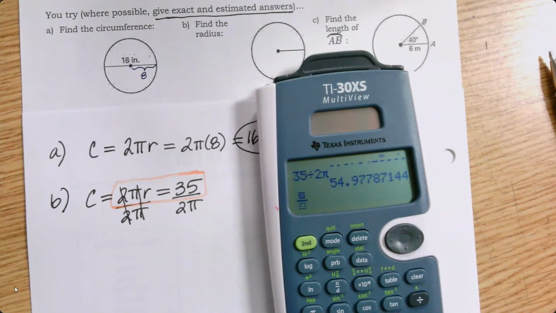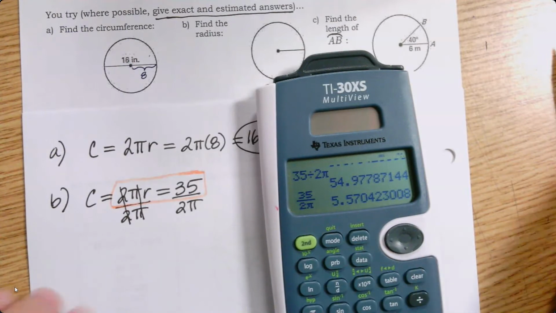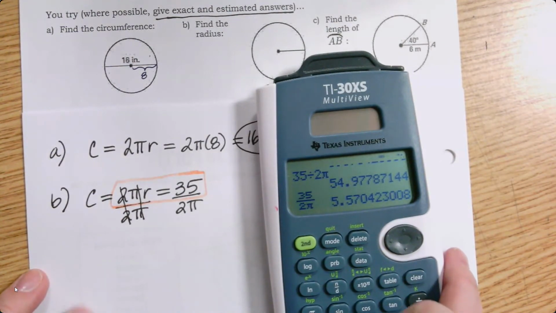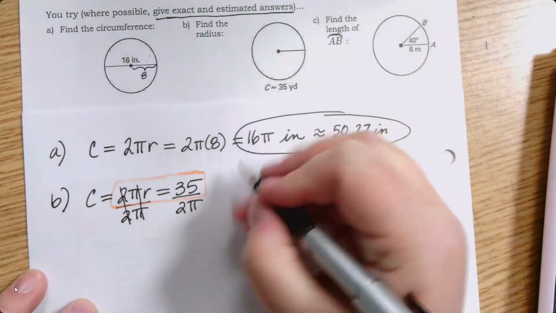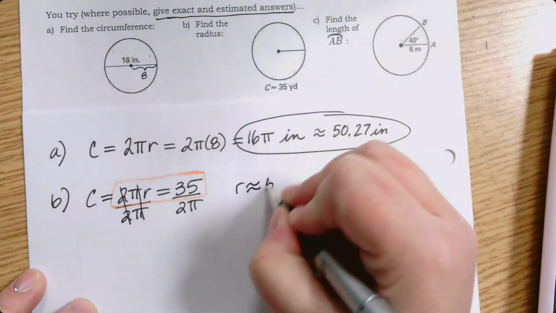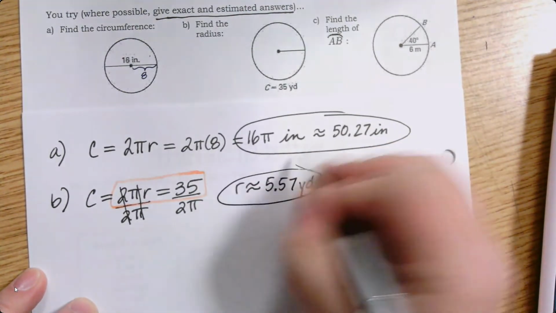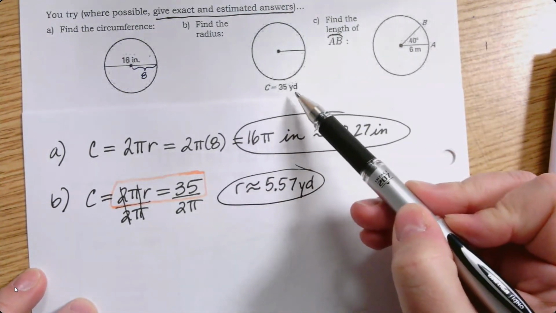You can also do that by doing the fraction button. Because if it sees that, your calculator says, oh, look, 2 pi is all together in the denominator, we're dividing by all of that as a whole. So my answer here would be 5.57 approximately. And those are yards according to the units I was given.